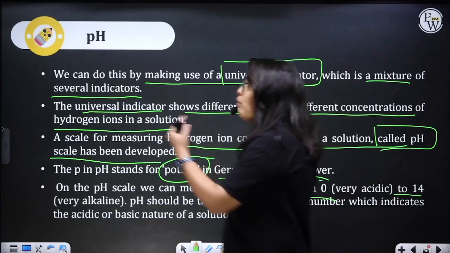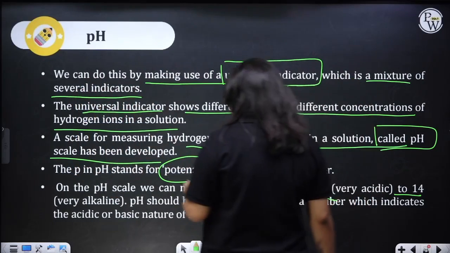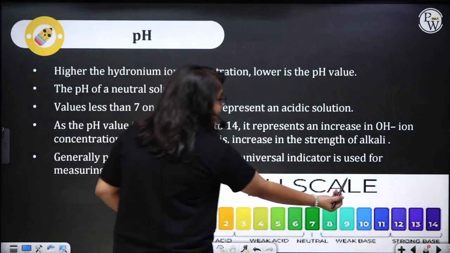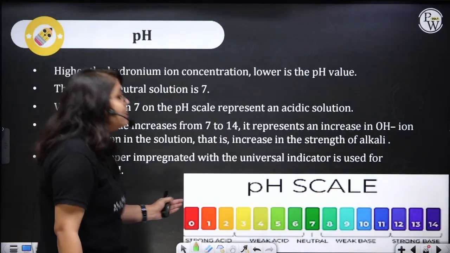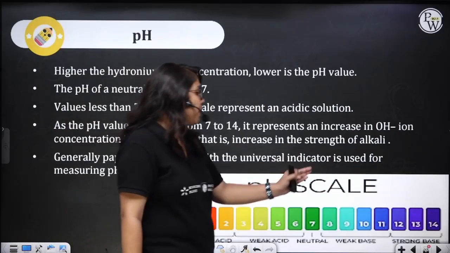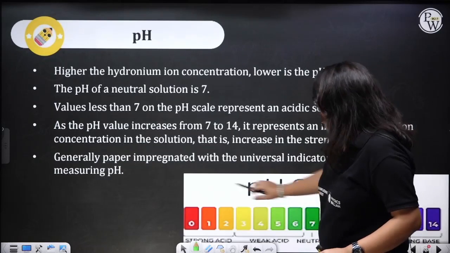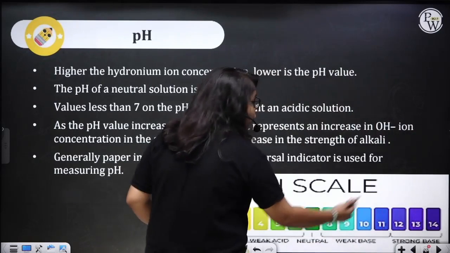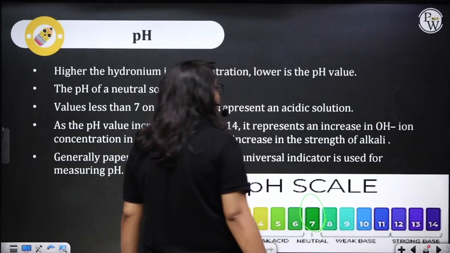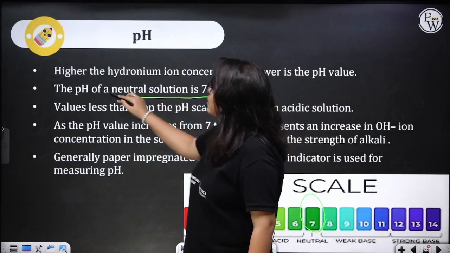As the pH increases from 0 to 14, the basic nature increases. From 0 to 6, they are known as acids, and from 8 to 14, they are known as bases. pH 7 is for neutral solutions. Alright, pH 7 is for neutral solution.